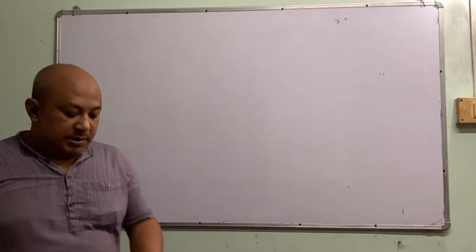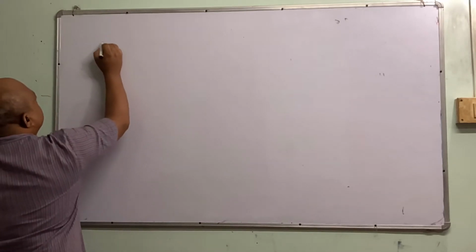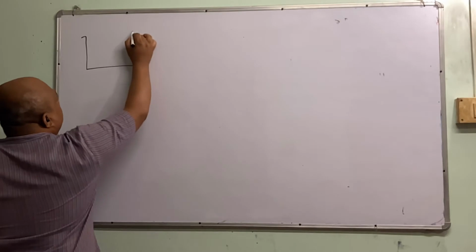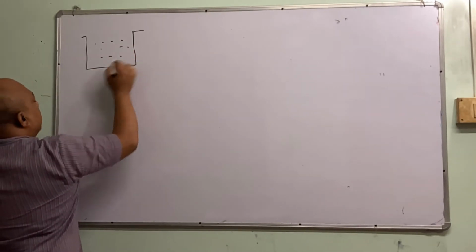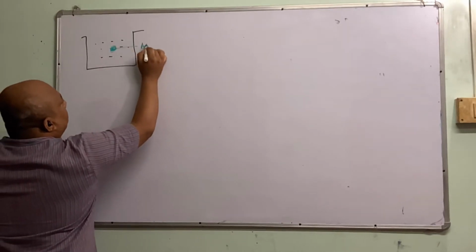Dear students, now let me come to the coagulation process. So the first thing is, this is the reactor, and to remove all the turbidity, what you add is alum, right?